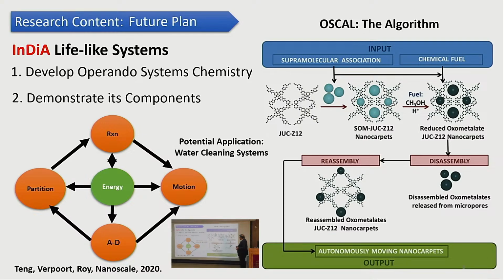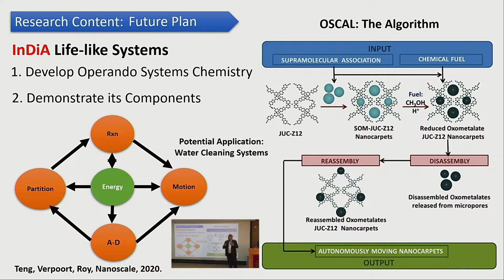What we were able to get was this SOM JUCZ12 nanocarpet, right? So that means you get a combination of both of these, and that is based on charge interaction, right? You have a complementary charge, one positively charged, one negatively charged, and then you get these types of systems. Then as a fuel, we added methanol and a little bit of acid so that we were able to reduce these SOMs into a more reduced state. Now, if you know that you are reducing your system, you immediately know that you are pumping charge into the system, right? Negative charge you are pumping into the system.